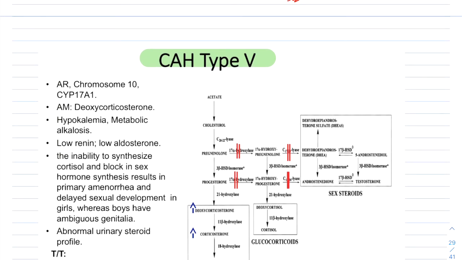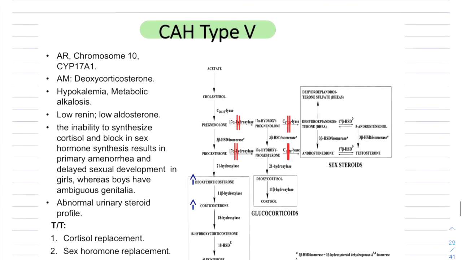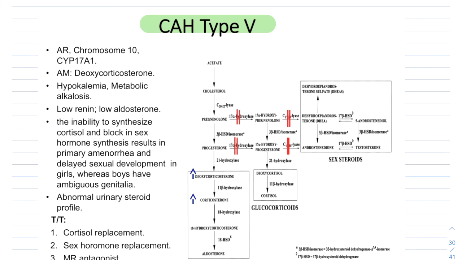Now we will be discussing CAH type 5, which is caused by the deficiency of the enzyme 17 alpha hydroxylase. It is inherited as an autosomal recessive disease, and the apparent mineralocorticoid here is deoxycorticosterone. Remember, in 17 alpha hydroxylase deficiency, pregnenolone will not be converted to cortisol, and it will not be converted into sex steroids. So this step and this step are basically affected.